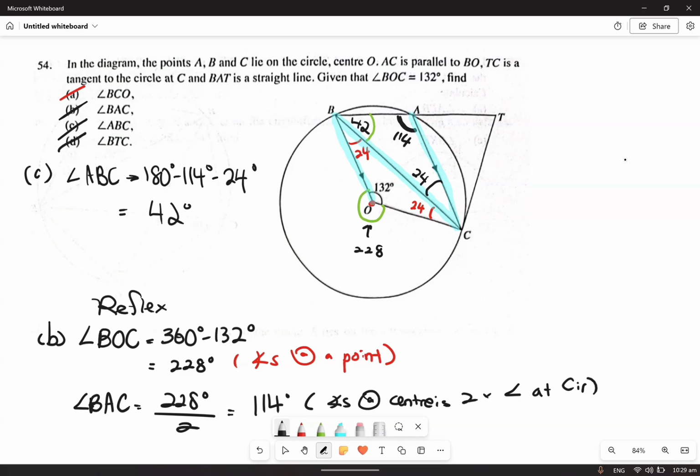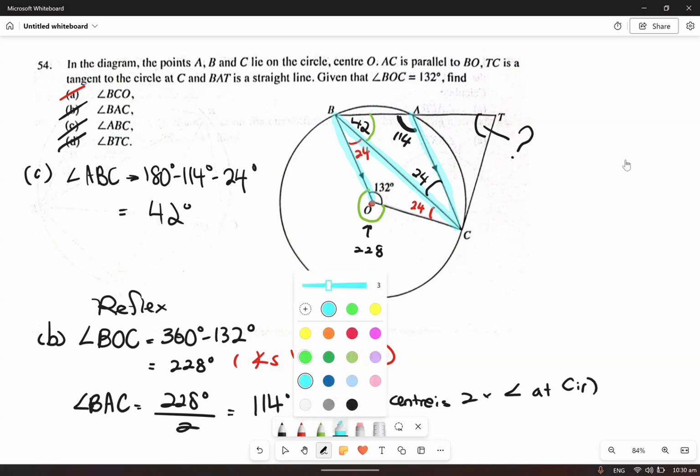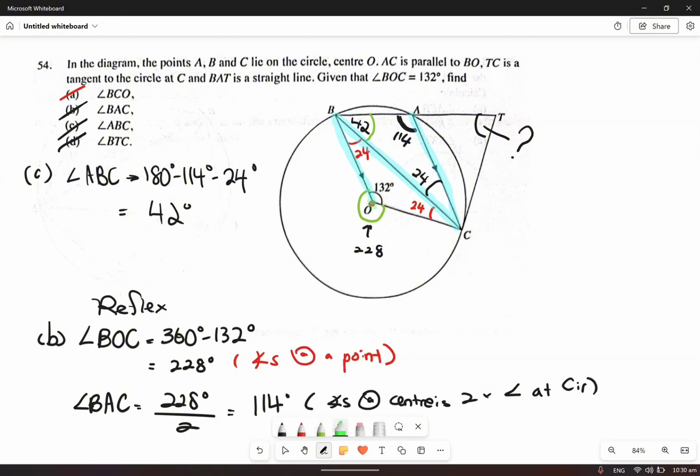Now, BTC is this part over here, so we are trying to find this one over here. Can you not use the exterior angle? It's not a right angle, so cannot. But there's one thing for sure. Very good. How do you know OCT is 90? She's not assuming. Can see? 90. This line over here and this line over here. Can you all see?